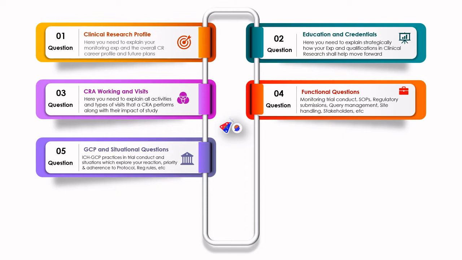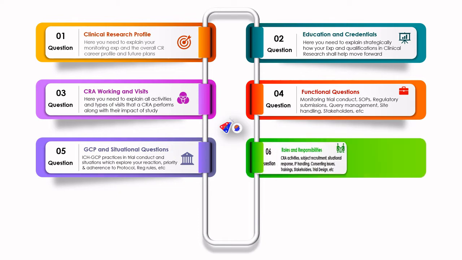Then they can also ask you questions on the rules and regulations. For example, the NDCT rules of 2019. What are the changes? How are the changes affecting your monitoring? How did you make sure that the regulatory rules are followed? So these are the GCP and situational based questions.